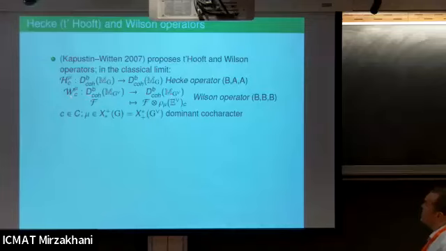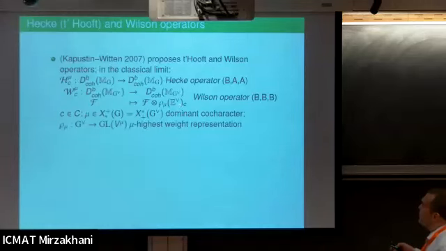So we will take a dominant co-character and a point on the curve. Here we will do the Wilson operator at that point, and that dominant co-character will give us a representation of the Langlands dual group of highest weight mu. And this is a principal G-check bundle, the universal bundle.